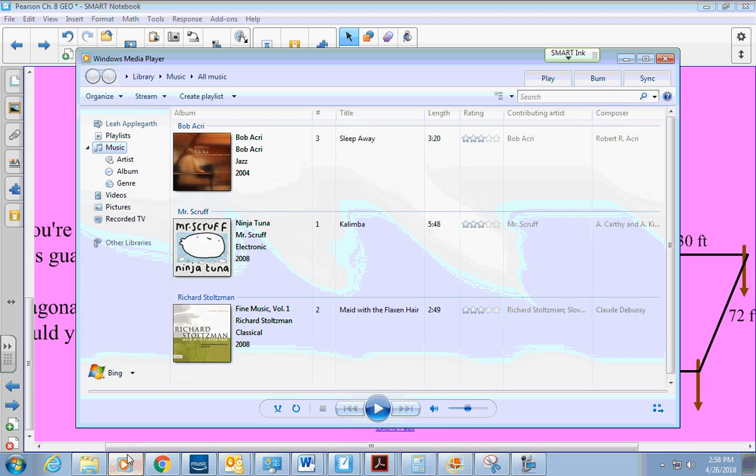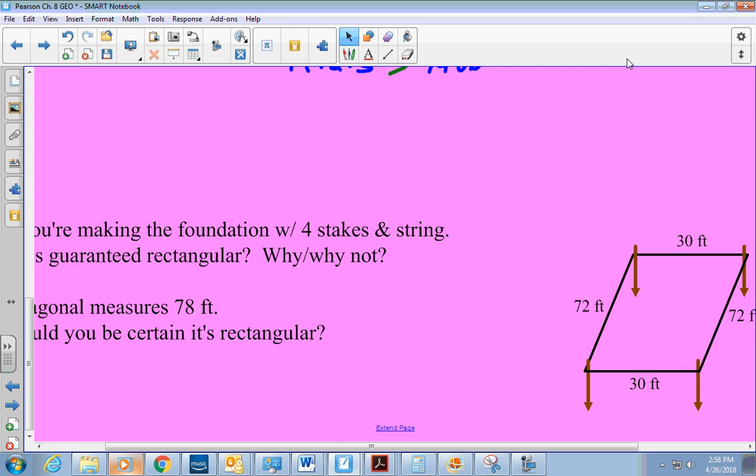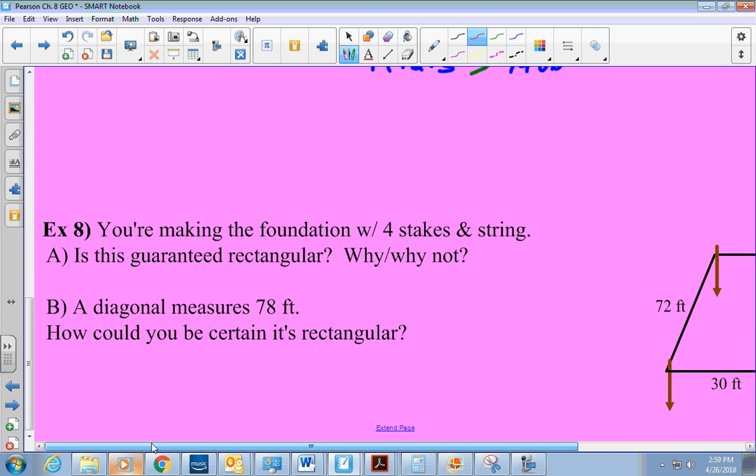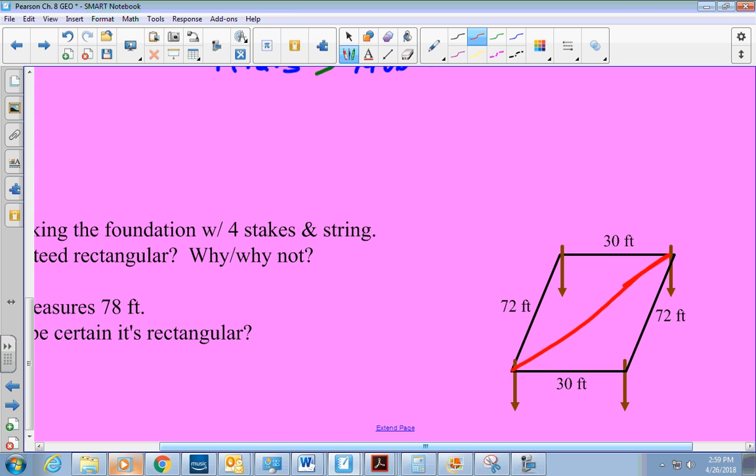Okay, so we have 30 feet by 30 feet by 72 feet by 72 feet. So we tie the string around each stake. And then we're going to see, and I did exactly the same problem to make sure that my concrete slab was square. You measure across the diagonal.